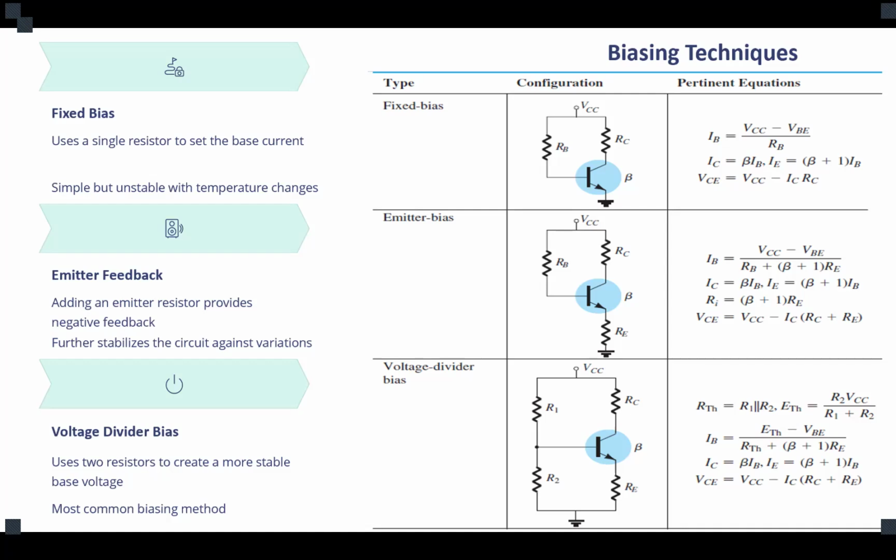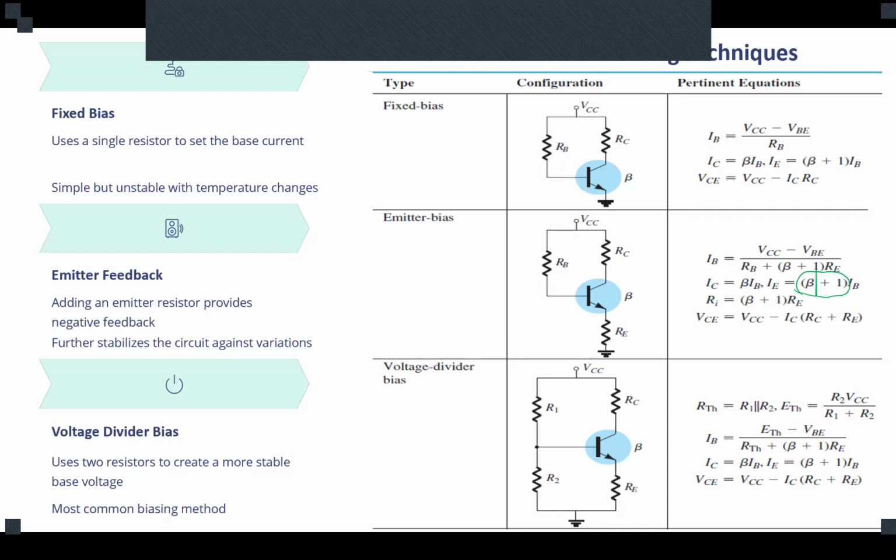Another way is to give feedback to our biasing system by adding a resistor into the emitter. That emitter resistor gives a negative feedback into our system. Now you can see this 1 plus beta that we talk about. The beta is the gain.